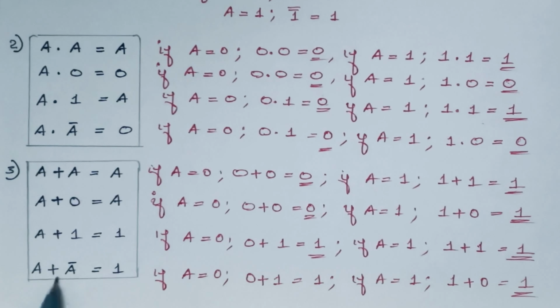Then we have A plus A bar is equal to 1. If A equal to 0, 0 plus 0 complement, that means 1. So 0 plus 1, 1. If A equal to 1, 1 plus 1 complement, 1 complement is 0. So what will we get? 1 plus 0, 1. So the answer is 1.